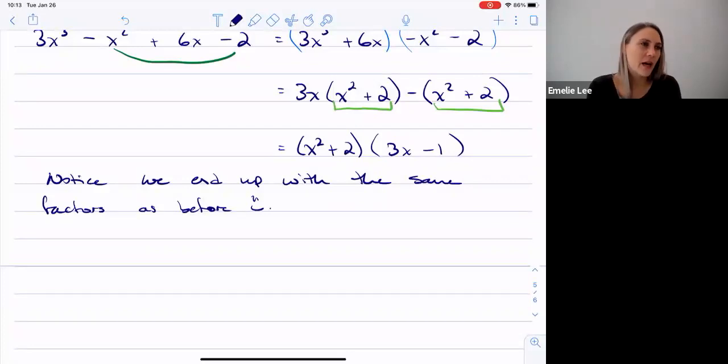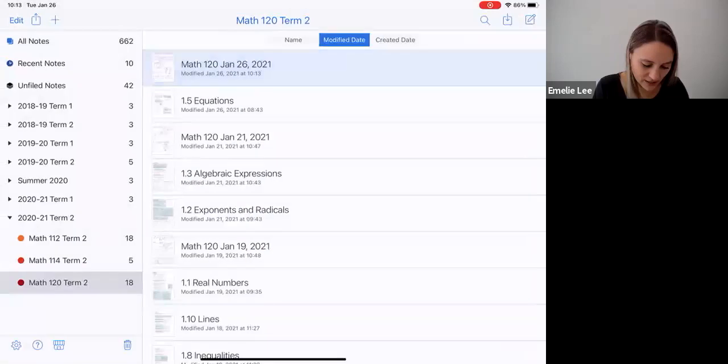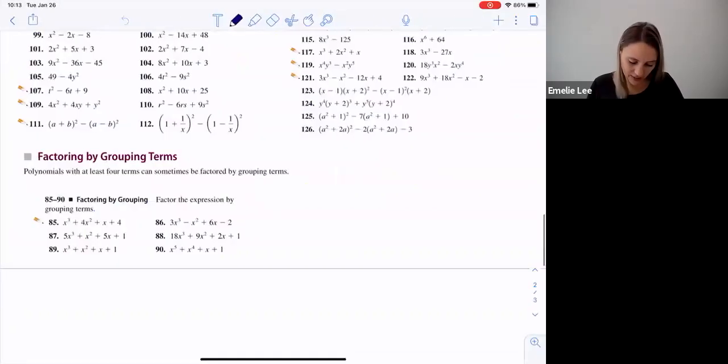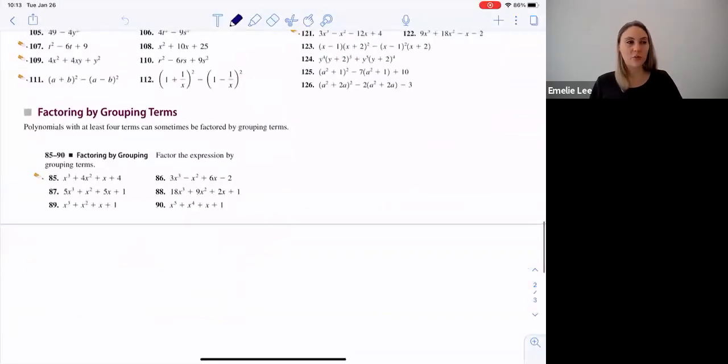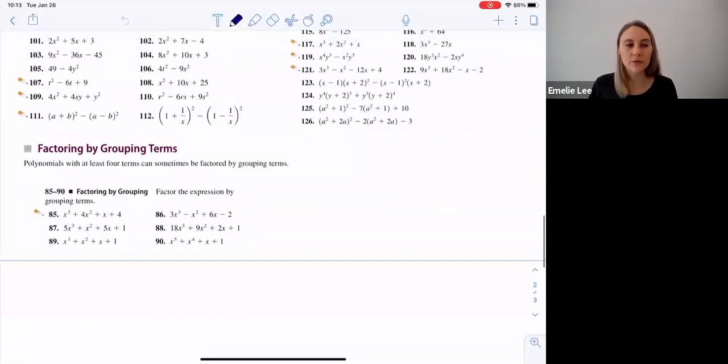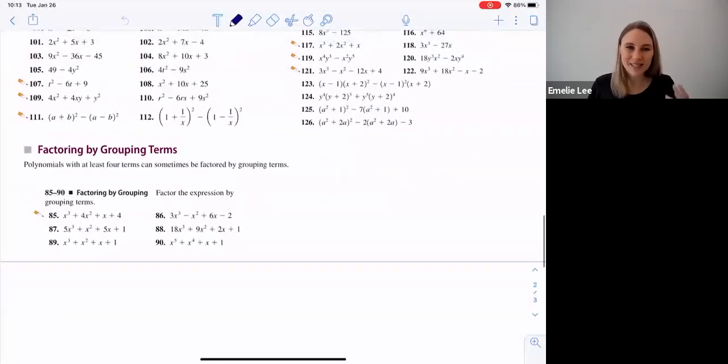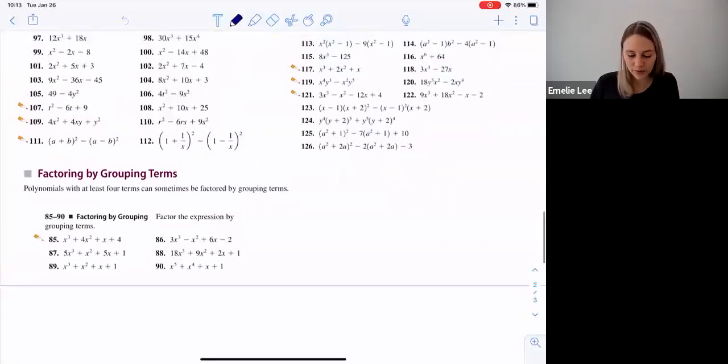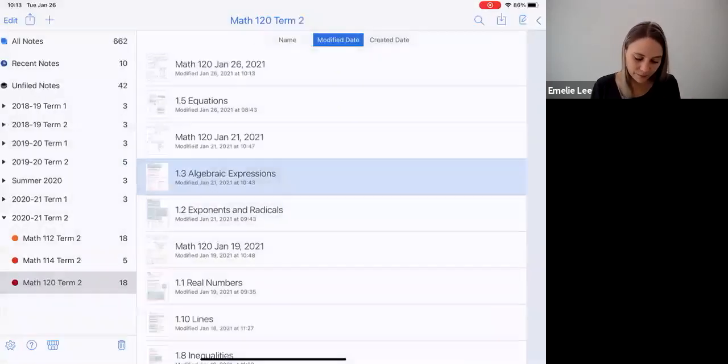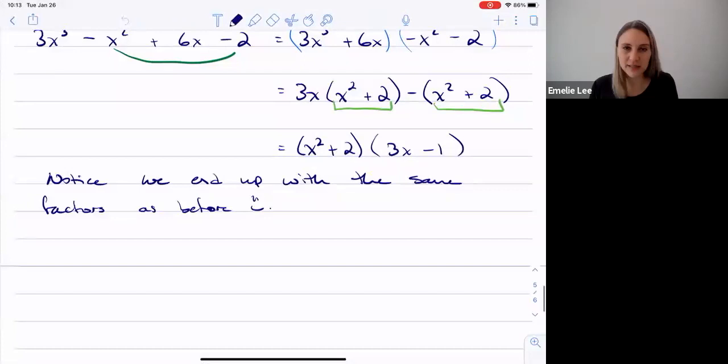So I want to give you a little bit of a break before we get into section 1.5, but 1.3 is really solid practice with factoring. It's going to come up throughout the term. So if you ever find you need more practice, just go back to section 1.3 and do a couple of problems there. But we'll practice factoring as we go.